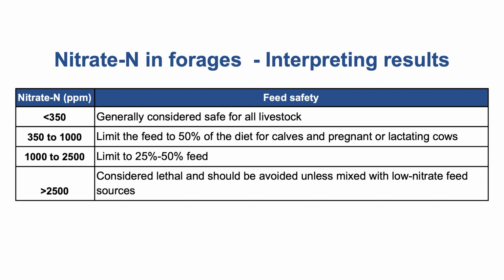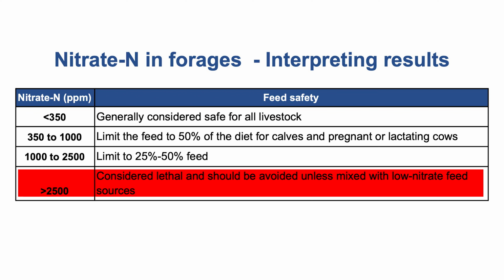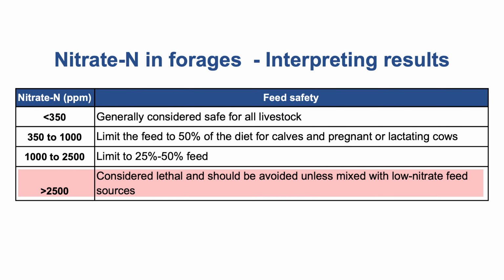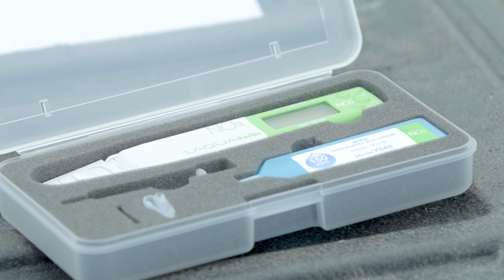If you have a reading of 350 parts per million to 1,000, it's generally recommended to limit the feed to 50% of the diet for calves and pregnant or lactating cows. If you have one from 1,000 to 2,500, you should limit to 25 to 50% of the cattle's feed. If your reading is over 2,500 parts per million, it's considered lethal and you should avoid feeding unless mixed with low nitrate sources. The Horiba test is a valuable tool for quickly and accurately assessing nitrate levels in your forage.